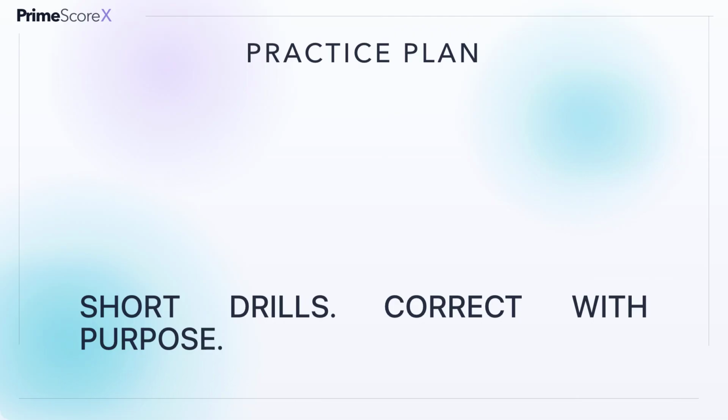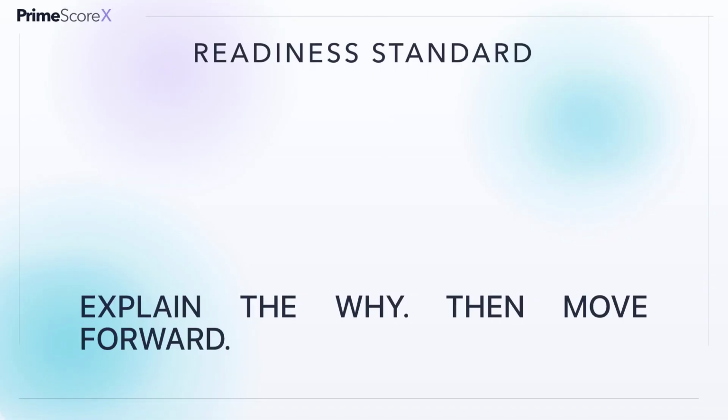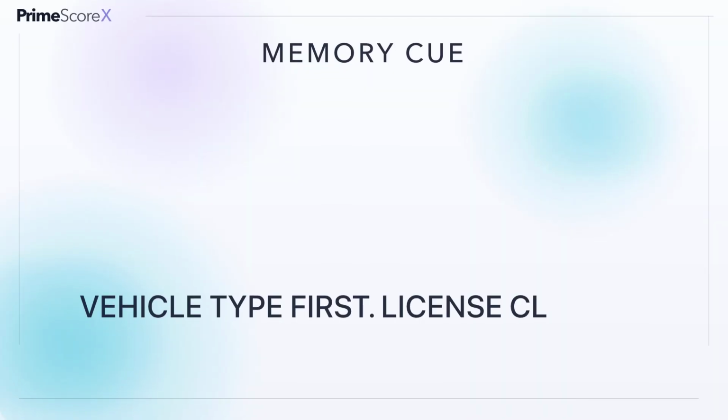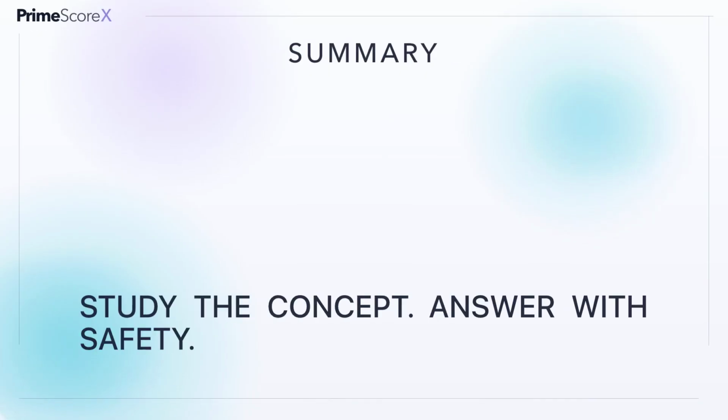Practice in short, focused sets. After each set, separate wrong answers into categories: content gap, reading error, rule confusion, number error, or judgment error. This turns practice into improvement. Random repetition without correction only repeats the same weakness. You understand this topic when you can explain which class fits a job posting and why. Use this memory cue. Vehicle type first, license class second. Keep it simple. The goal is not to memorize a slogan. The goal is to have a quick mental checklist that helps you recognize what the question is really testing.